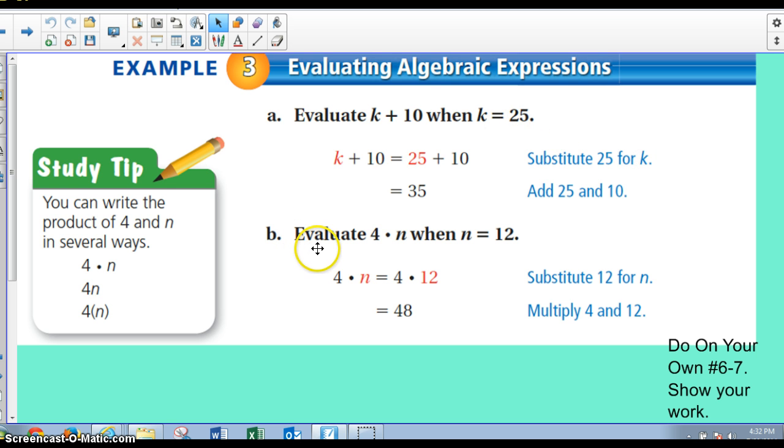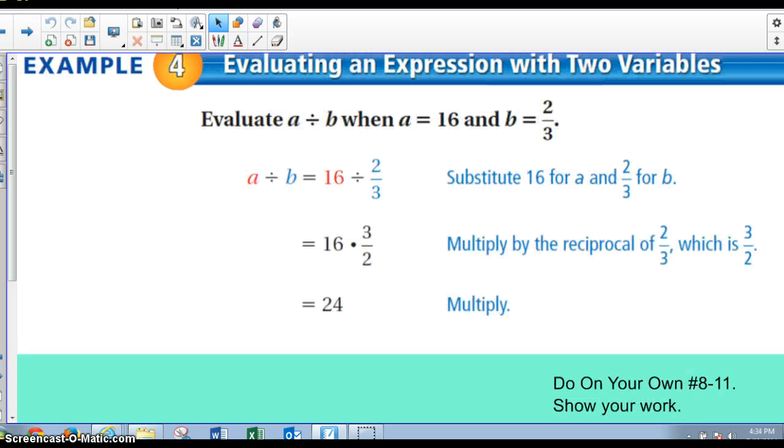B, evaluate or answer 4 times n when n is 12. 4 times n equals 4 times 12, which is 48. I substituted 12 for n. Go ahead and do the rest on your own. Show your work, and it's numbers 6 through 7. Come back when you're done.